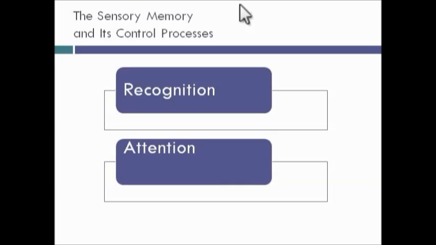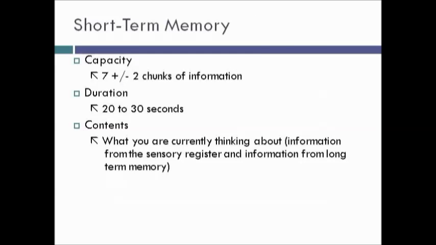for further work. Now, what is short term memory? Short term memory has the capacity of holding 7 chunks of information at a time, plus or minus 2. We can say that it has a comparatively larger duration than the sensory memory. And what does it have? It has what you are currently thinking about. The information may be from the sensory memory or information which is stored in the long term memory and you are using it right now. So it can have both types of contents.